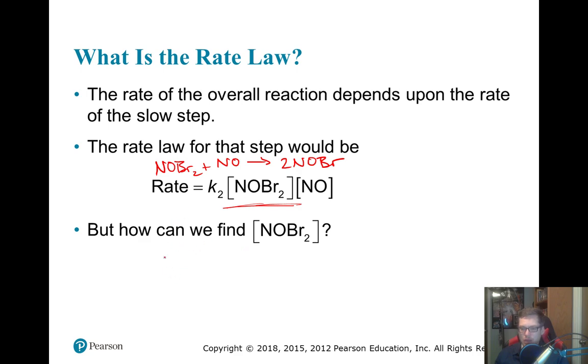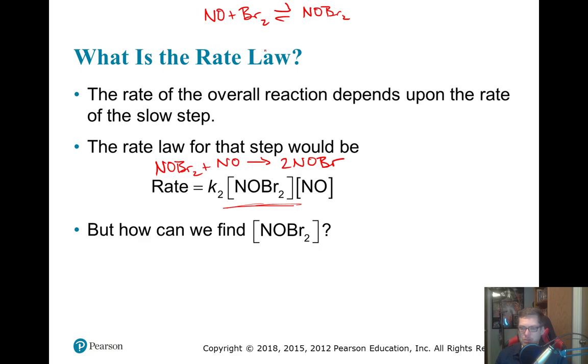So let's rewrite this just to make things a little easier. NO plus Br2 is in equilibrium with, I'm so sorry, I keep going the wrong way, NOBr2. Now, when we form NOBr2, it could either react and go backwards to form these reactants, or it could react in the forward reaction. These are our two options. The NOBr2 could go this way, or it could go to here. Those are the two options that it can go through.